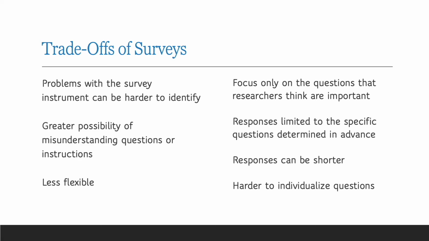Some of the trade-offs with surveys include that any problems with a survey instrument are harder to quickly identify. You often cannot see any problems with a survey until the results start to come back. Without the researcher being there to clarify, there's greater possibility of participants misunderstanding questions or instructions. Surveys are less flexible once they are administered. They focus only on the questions that the researcher thinks are important. Responses are limited to specific questions determined and put on the survey in advance. Survey responses can be shorter and less rich. It can also be harder to individualize questions or adjust questions to specific people using a survey.